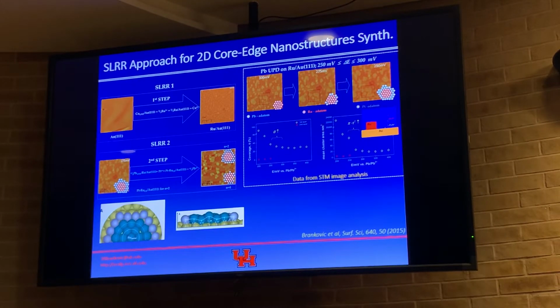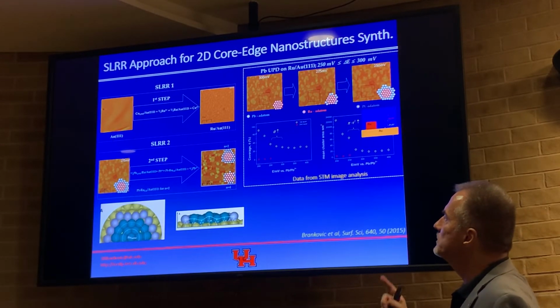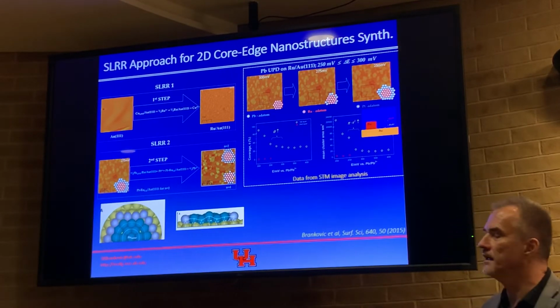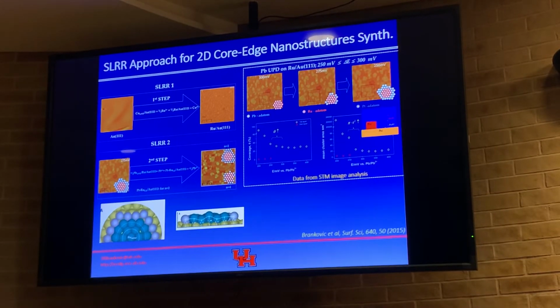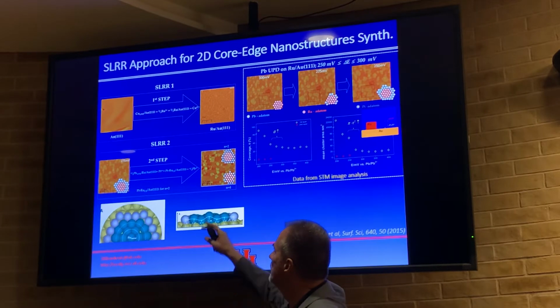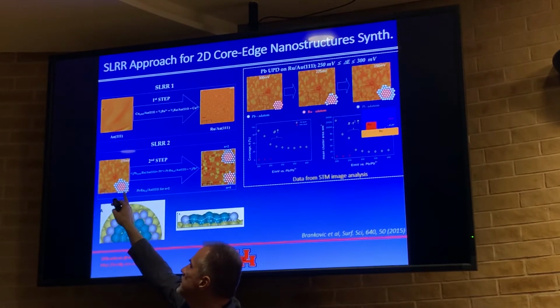And then we started fantasizing. Because we're good at what we do, we said, what if we do first SLRR and we put ruthenium on gold? This is the first thing. Then we take this, and instead of using it as a catalyst, we do a second step UPD, but we only put a fraction of the UPD monolayer, which basically just decorates these ruthenium clusters.